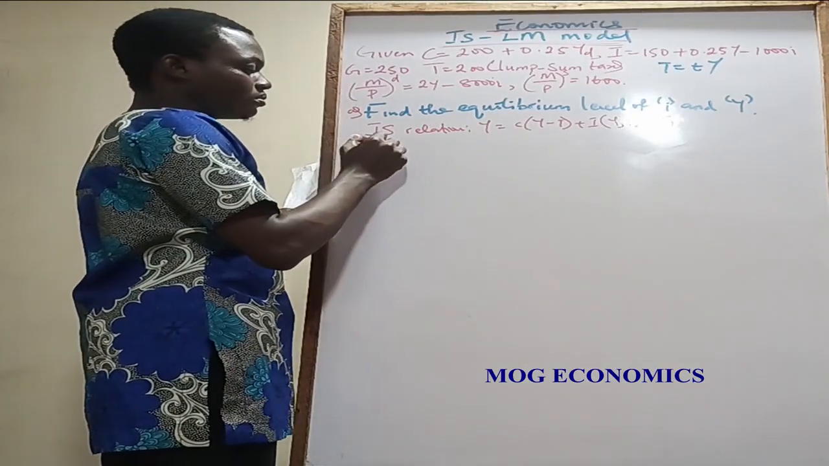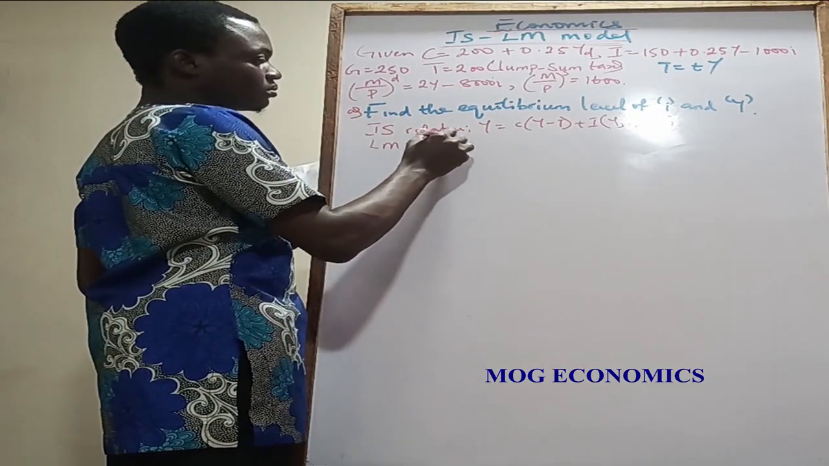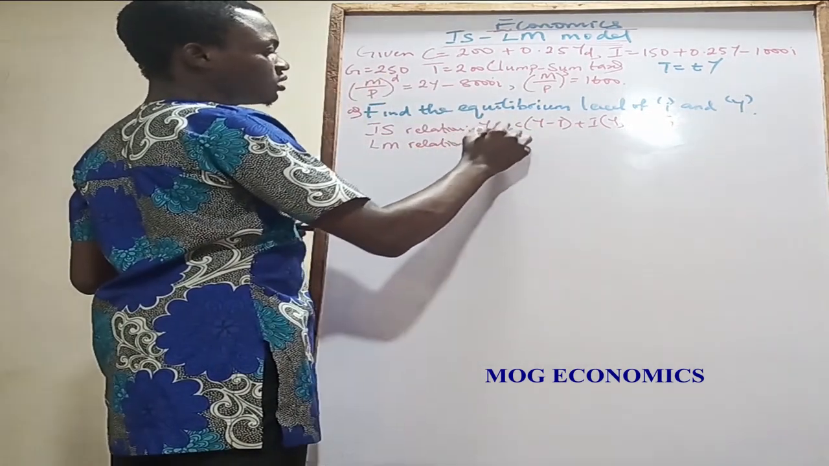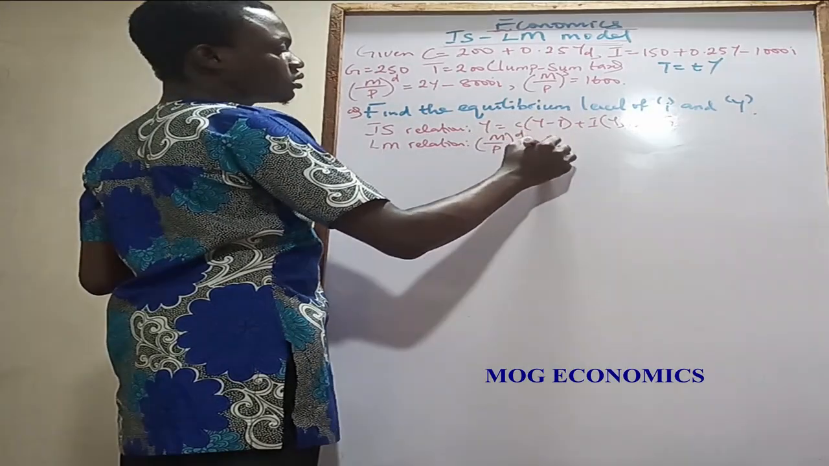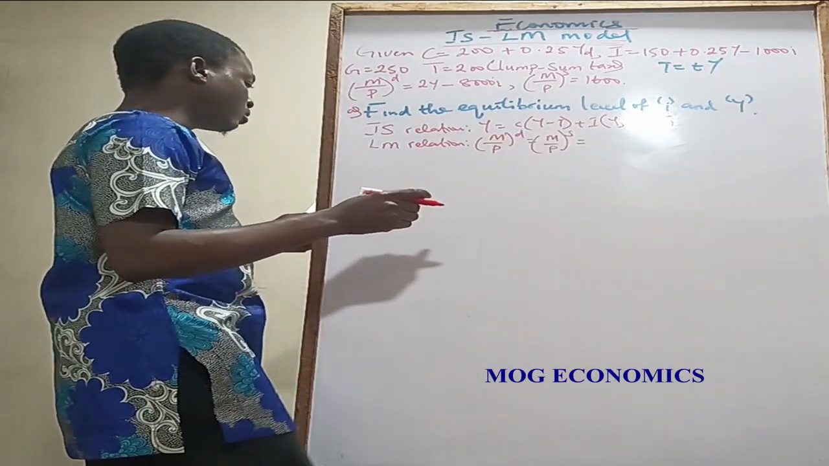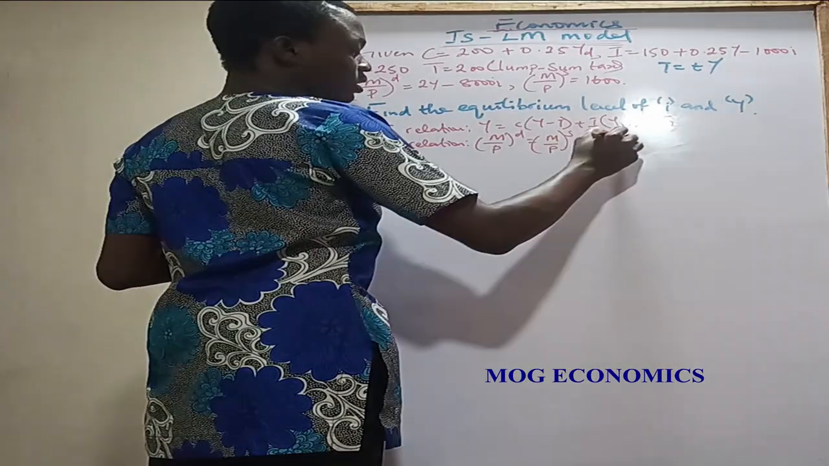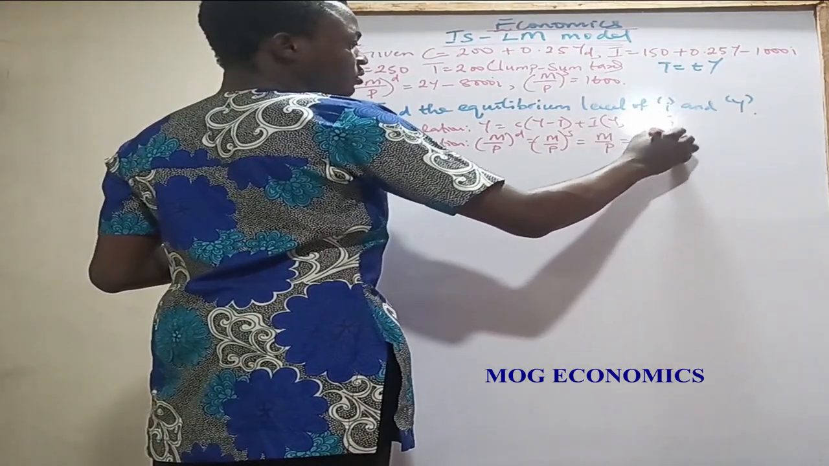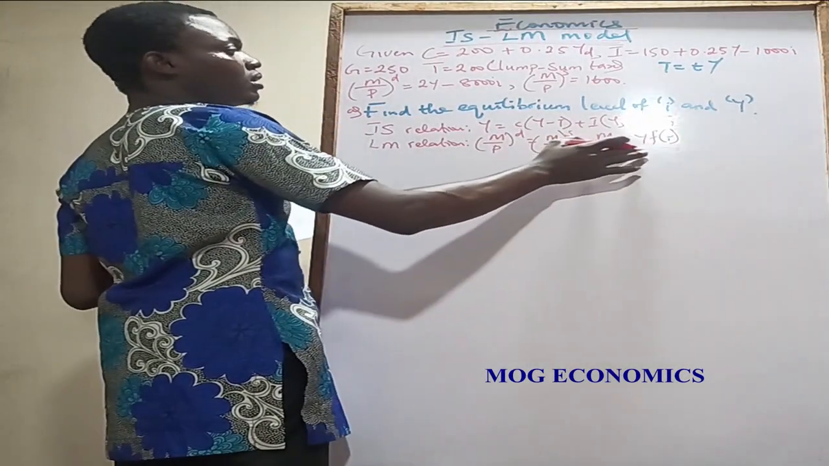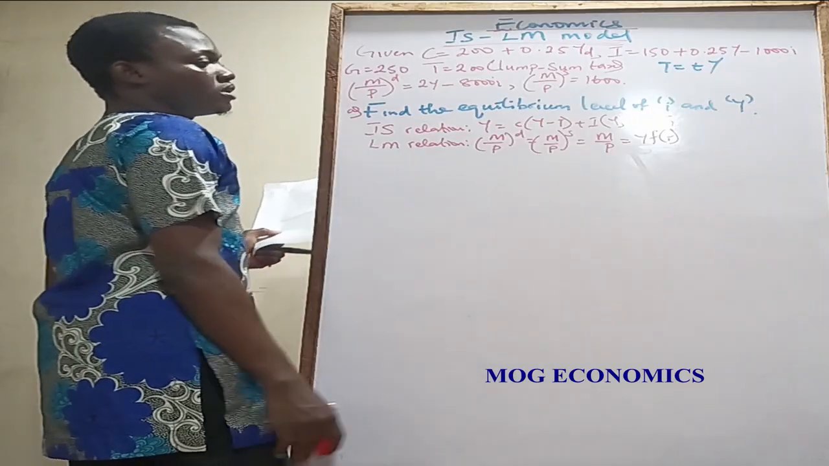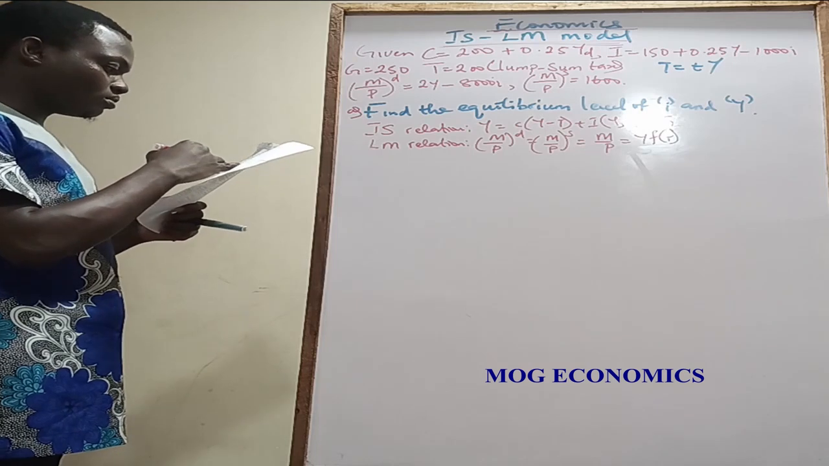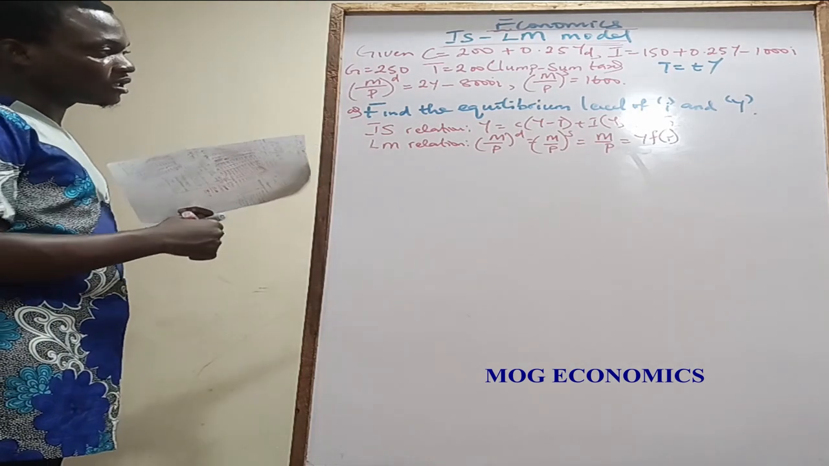And then for your LM relation, which is in the money market, real money demand (M/P) to the power D equals your real money supply (M/P) to the power S. At the end of the day, your LM relation is M over P equals a function of Y and the interest rate. So M over P equals that function, where Y eventually is a function of your interest rate. I hope I'm phrasing that correctly.